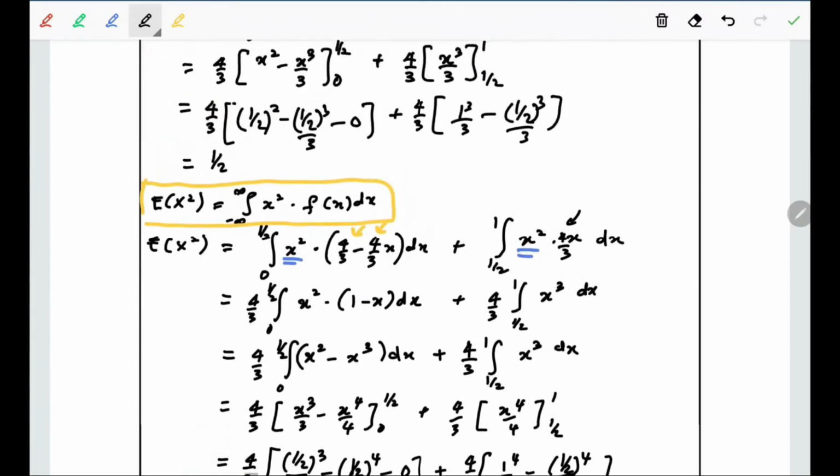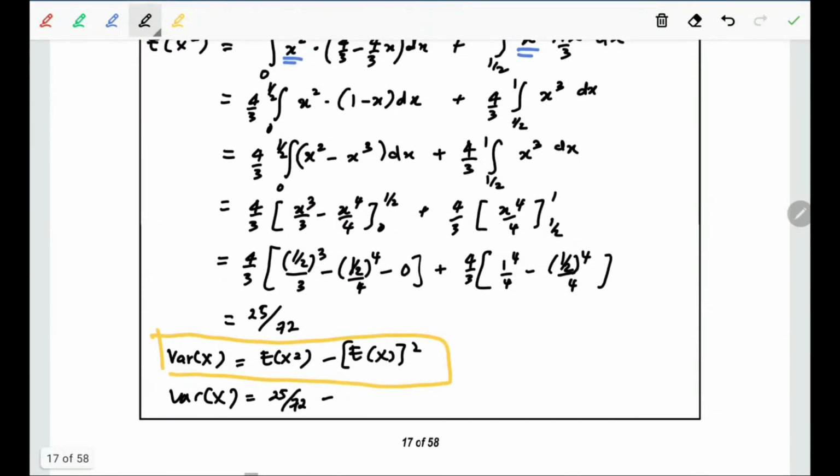Expected value of x is 1 over 2. So we're going to substitute 1 over 2 here. So 1 over 2 squared. Okay, just remember the squared. And then calculate, and the final answer is 7 over 72.